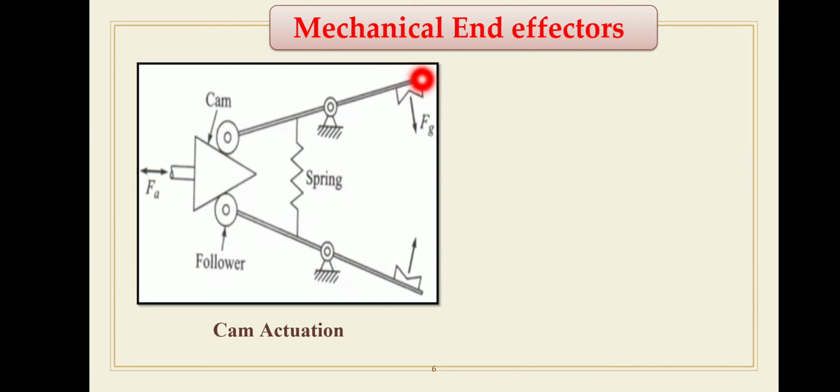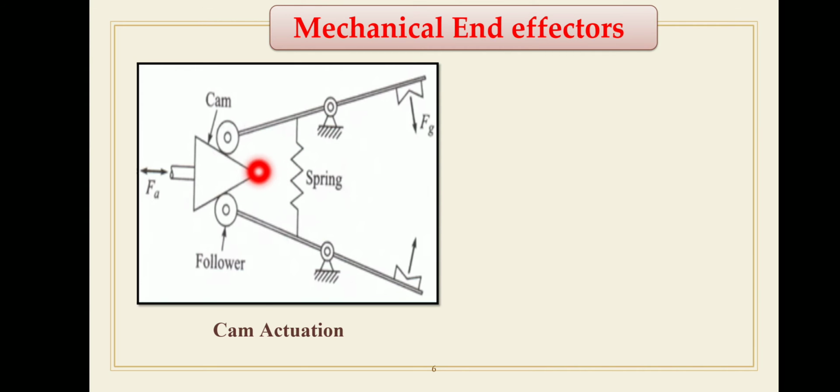Finger number one and finger number two are directly connected to the last joint, and FG means the force applied by finger one and finger two. This is simply the construction of cam actuation. Cam actuated grippers include a variety of possible designs. A cam and follower arrangement is shown in the figure, often using spring loaded followers, where a spring is directly attached to the middle portion, to provide the opening and closing action of the gripper.